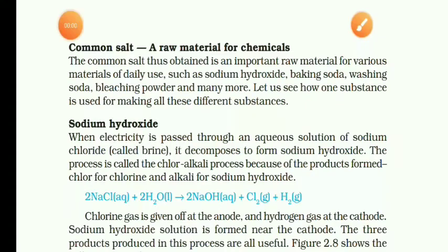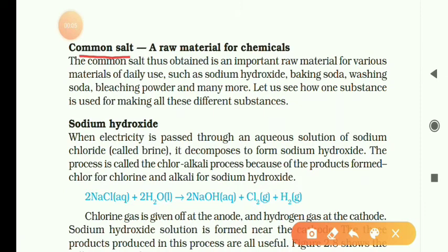Okay. Now we move on to common salt as a raw material for chemicals. Raw material is the basic material from which a product is made. The common salt thus obtained is an important raw material for various materials of daily use, such as sodium hydroxide, baking soda, washing soda, bleaching powder, and many more. So sodium chloride is used for their preparation. First of all, we will see sodium hydroxide.